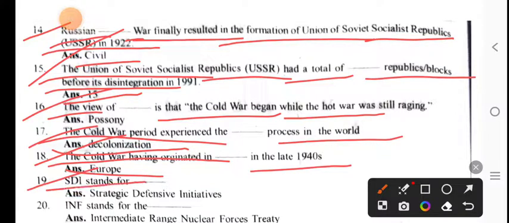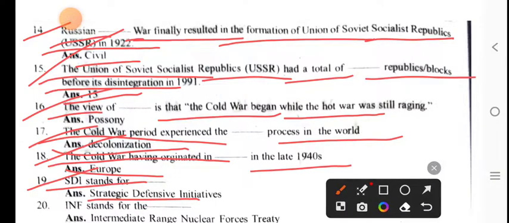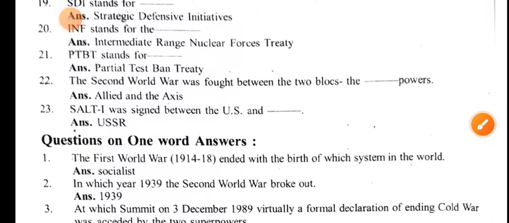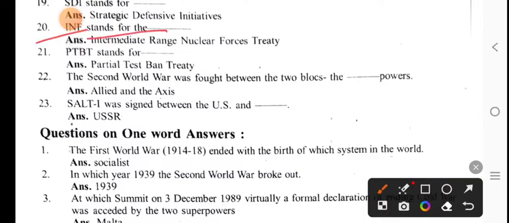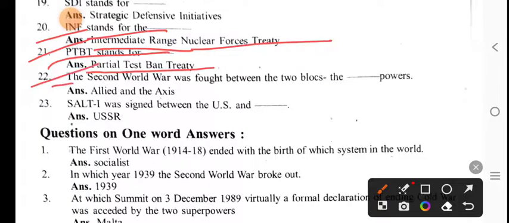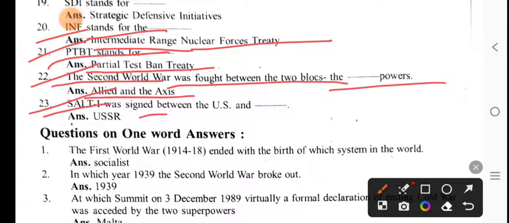SDI stands for Strategic Defense Initiative. INF stands for Intermediate-Range Nuclear Forces Treaty. PTBT stands for Partial Test Ban Treaty. The Second World War was fought between two blocs, the Allied powers and the Axis powers. SALT I was signed between USA and USSR.